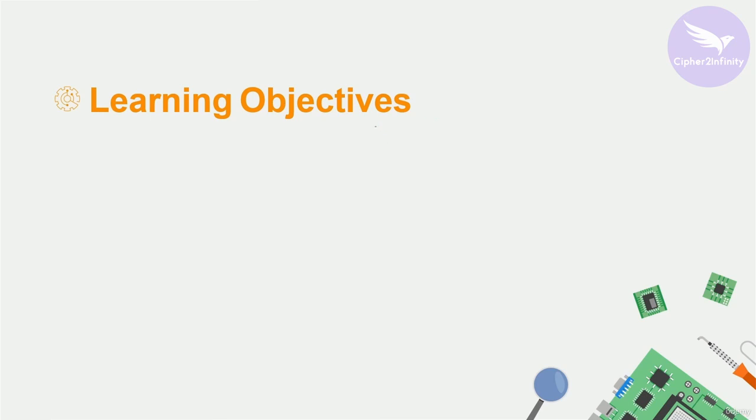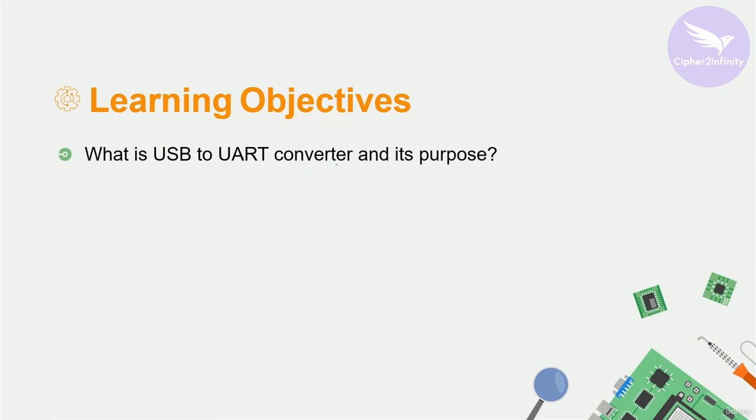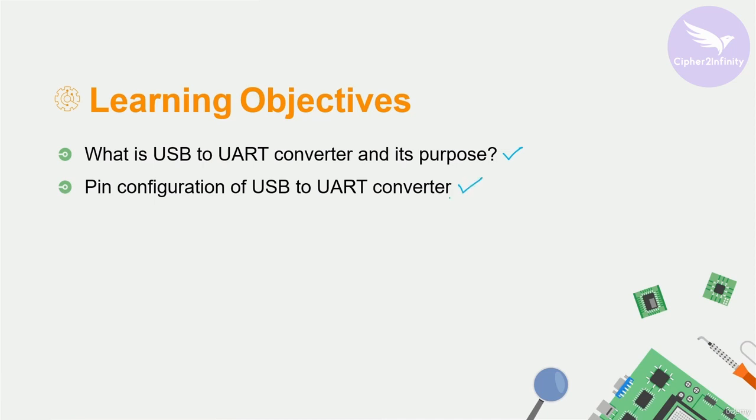So now let me tell you what you're going to learn in this video. The first point is what the USB to UART converter is and its purpose. I will discuss what the USB to UART converter basically is and for what purpose we use it. Then the next point is the pin configuration of the USB to UART converter. Again, like the previous video, we will see what the different pins available on this converter are.